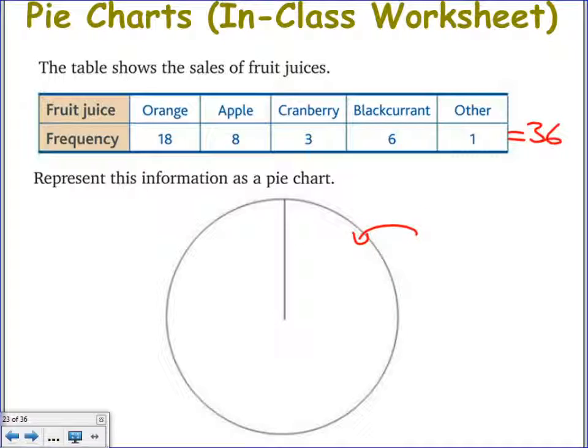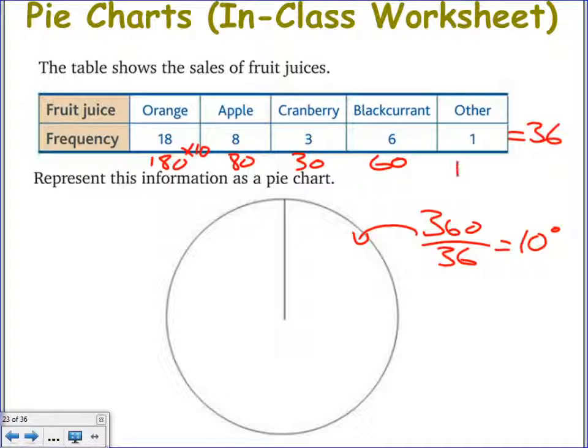You're putting it into 360 degrees divided by 36, 10 degrees for every one. So you multiply each of these by 10. So you're plotting 180 degrees for an orange, 80 degrees for an apple, 30 for cranberry, 60 for blackcurrant, 10 for other. So if you're starting with orange, what is 180 degrees? We call it the straight angle for a reason, because a straight line gives you 180 degrees. So your oranges are the left-hand half of your circle, or right-hand half, whichever way you want to do it.